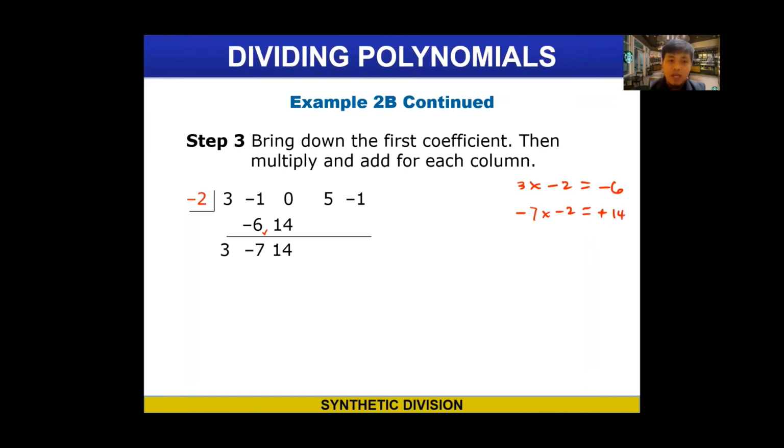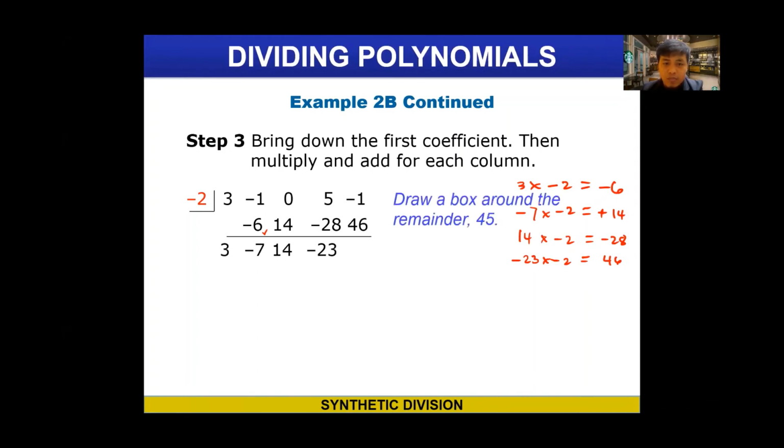And then we multiply once more. We will multiply 14 times negative 2, and that is negative 28. We place it there again. Then we add 5 and negative 28, so that's negative 23. Then we multiply once more, negative 23 times negative 2, which becomes positive 46. We place it there. And then finally, we add negative 1 plus 46, and that is 45.